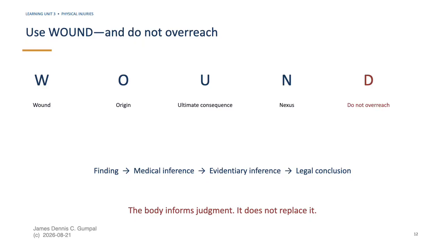N refers to nexus. Connect the trauma to the complication, disability, or death. And finally, D refers to do not overreach. Reserve identity, intent, credibility, treachery, unlawful aggression, and guilt for the evidence and the court. Our path is written below. Finding, medical inference, evidentiary inference, legal conclusion. The body informs judgment. It does not replace it.